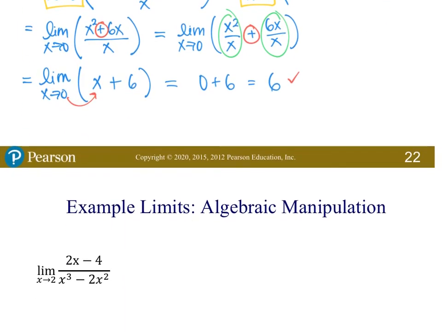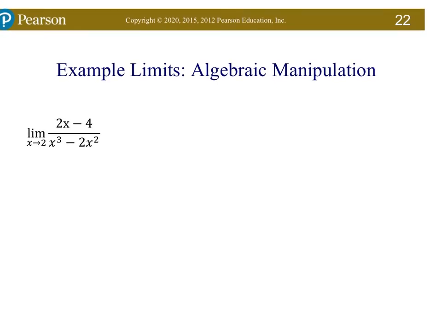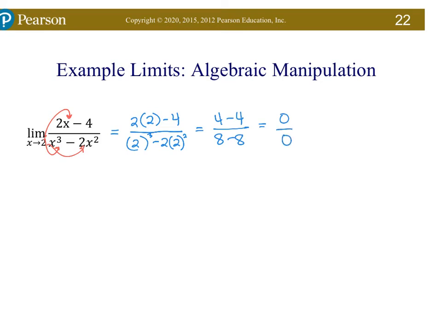So let's try that again. Here's another limit. The first thing I try is always substitution. So I'm going to put the number 2 in for all my x positions. That's not algebra, that's just math. So I use parentheses, not limit. So 2 parentheses 2 minus 4 over 2 parentheses cubed minus 2 parentheses 2 squared. 4 minus 4 over 8 minus 8. 0 over 0. My indeterminate form.